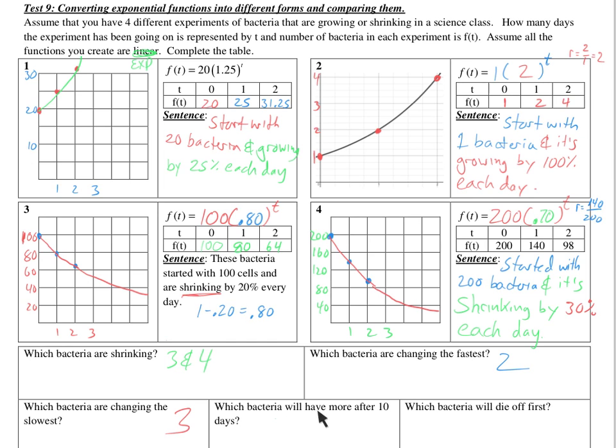Next one. Which bacteria will have more after 10 days? So if you kept this pattern going for 10 days, which one will have the most? Now your initial guess would probably be the growing ones, right? But what if one of these shrinkers started really, really big? If it started really big, could a shrinking one still have more than one that's growing? It's possible. Got it? It's possible. But looking at the data, which one do you think will have more after 10 times of growth?